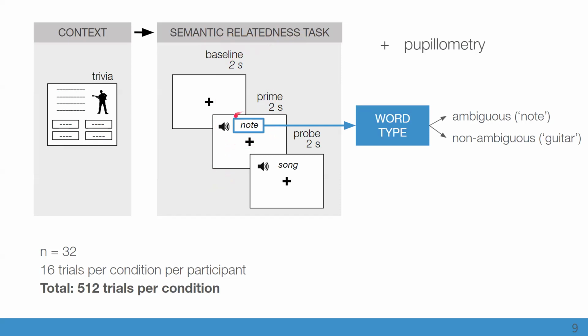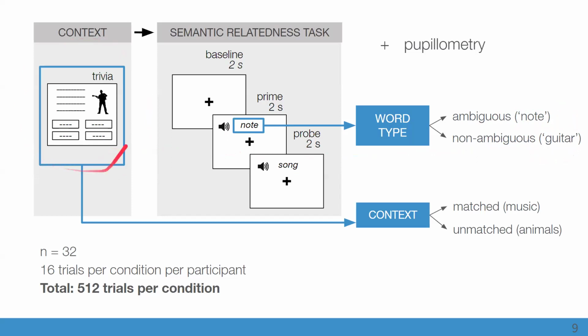And importantly, this first word, the word whose processing we are interested in evaluating, can be ambiguous or non-ambiguous. And they belong to a certain category. So for example, in this case, the category is music. An ambiguous word coming from the music category would be note, and a non-ambiguous word coming from the music category would be guitar.